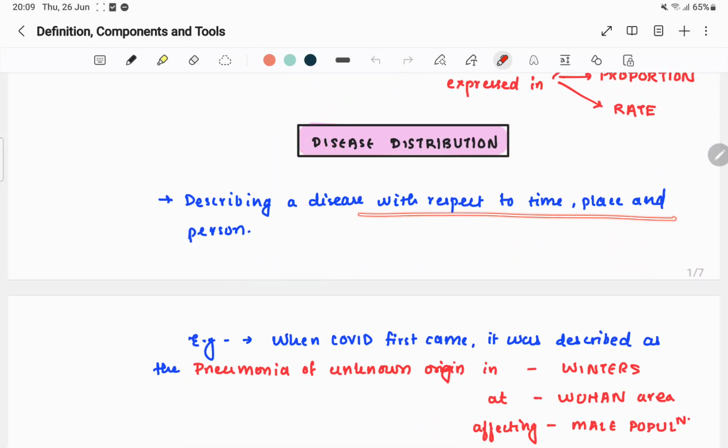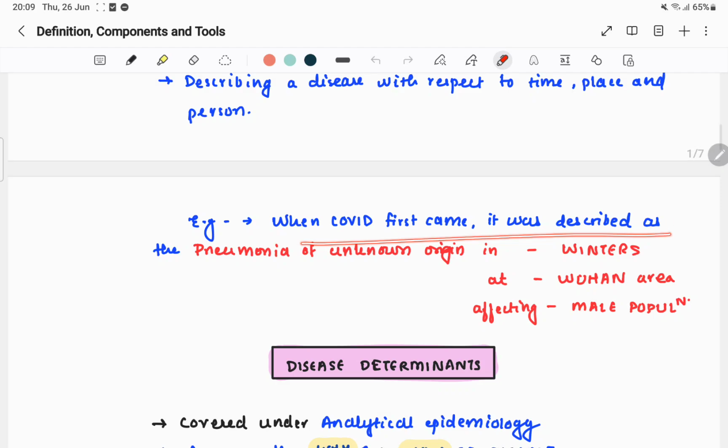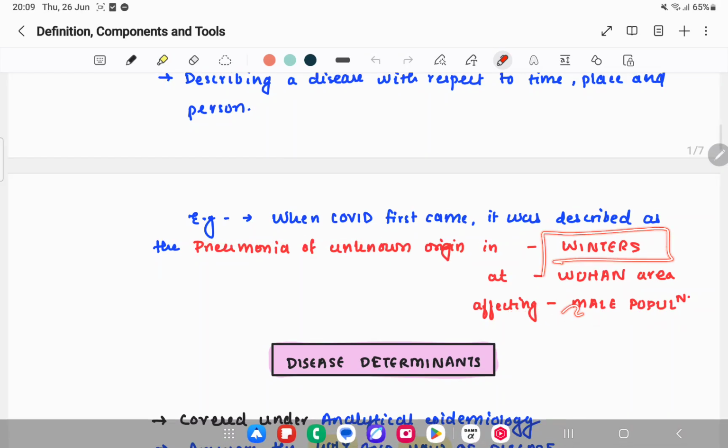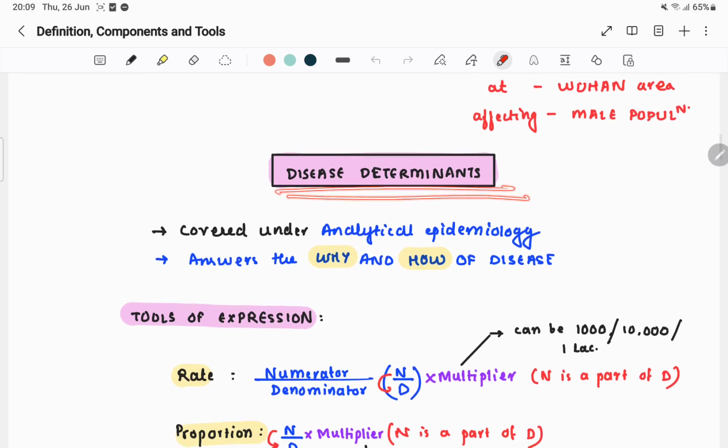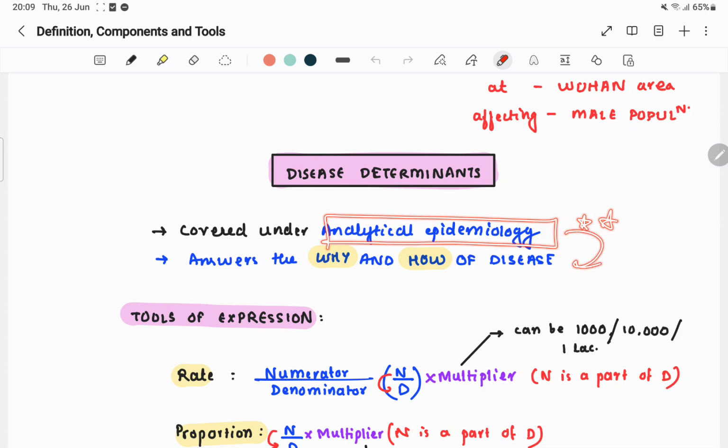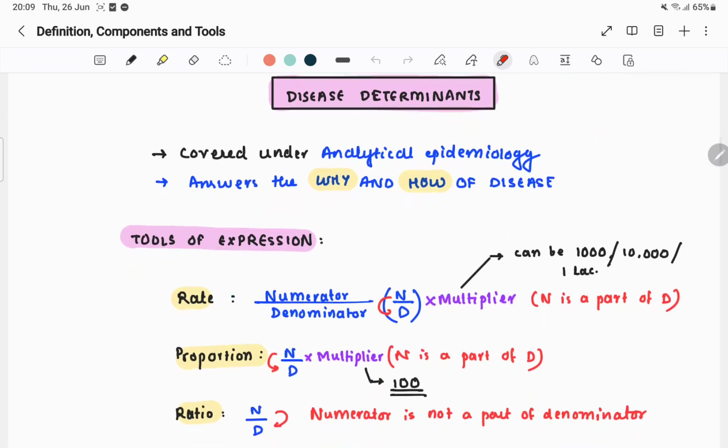Distribution means describing a disease with respect to time, place and person. When COVID first came, it was described as pneumonia of unknown origin in winters at Wuhan area affecting the male population. So time is winter, place is Wuhan, and person is male population. Disease determinants, the determining factors of that disease, are covered under analytical epidemiology. Analytical means analysis based; it talks about why and how the disease is occurring.